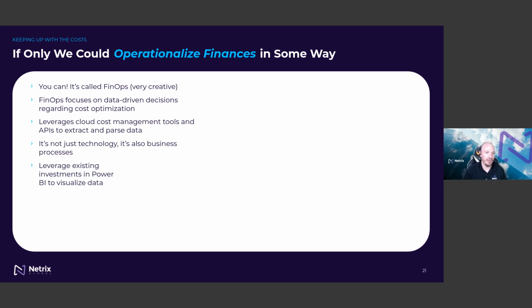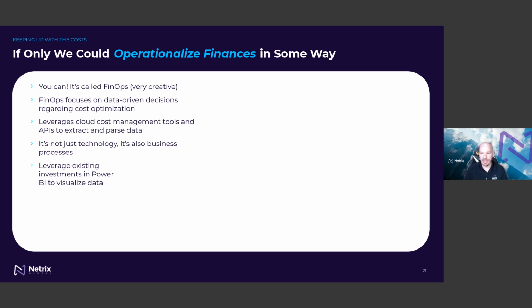FinOps, if you haven't heard of it before, is really focused on data-driven decisions around cost optimization. So these will actually look at things like your actual rate cards in the cloud, as well as your historical monthly costs, or even your projected future costs, depending on how you have it set up, and help you make decisions on what should be done and what can be done, and how you should optimize your environment. This leverages APIs to extract and parse data, to essentially pull it into a cost management tool, which we'll talk about a little bit later in the slide.